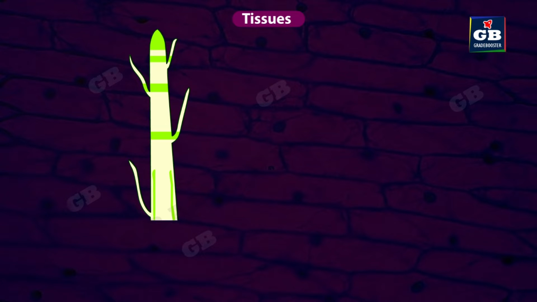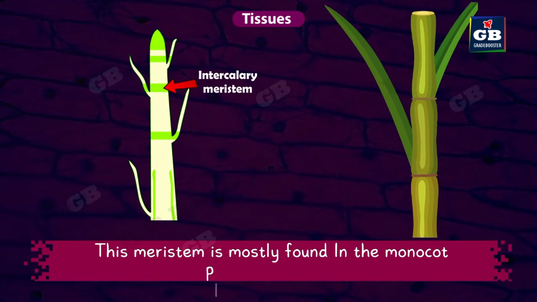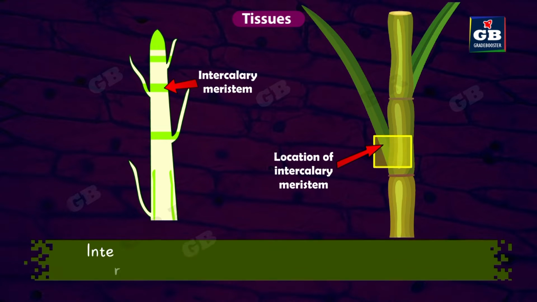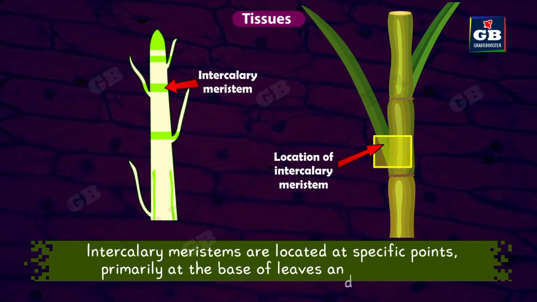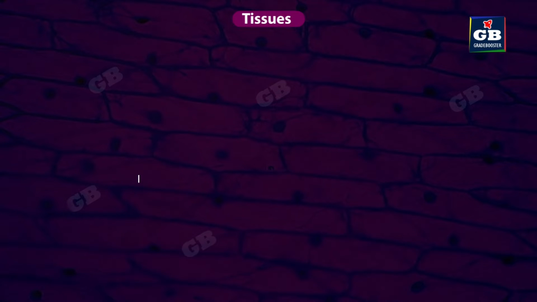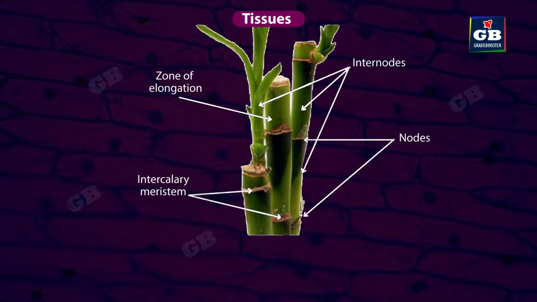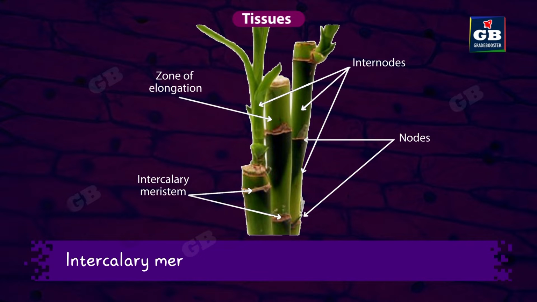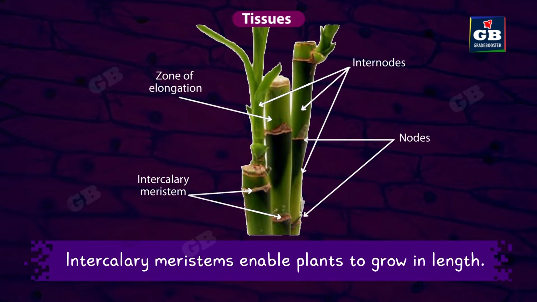Now the third one, intercalary meristem. This meristem is mostly found in monocot plants like grass. Intercalary meristems are located at specific points, primarily at the base of leaves and at the nodes, where leaves attach to the stem. Intercalary meristems enable plants to grow in length.